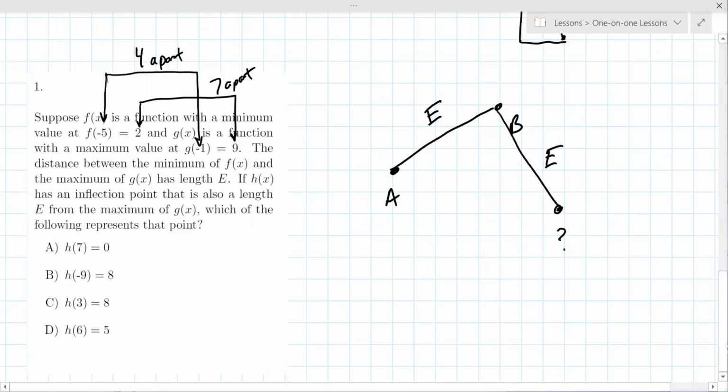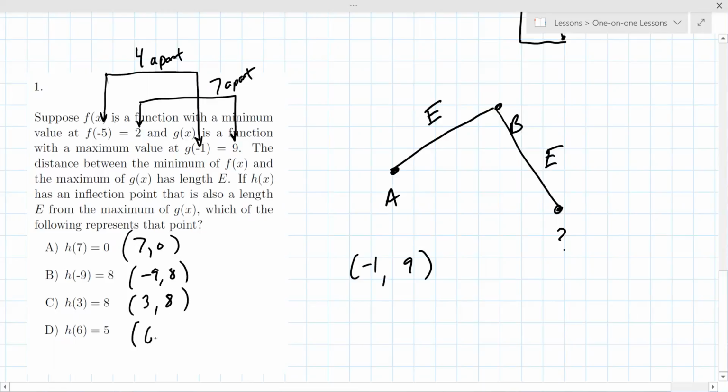Right. So do you use the 4 and the 7? Use the 4 and 7 because that's how far apart these are. And then you decide which of these 2 points it is referring to. It says the maximum, so it's referring to this one, -1, -9. And then you look at each of these ordered pairs. Right, okay. And then one of these will be the correct 4 and 7 apart.